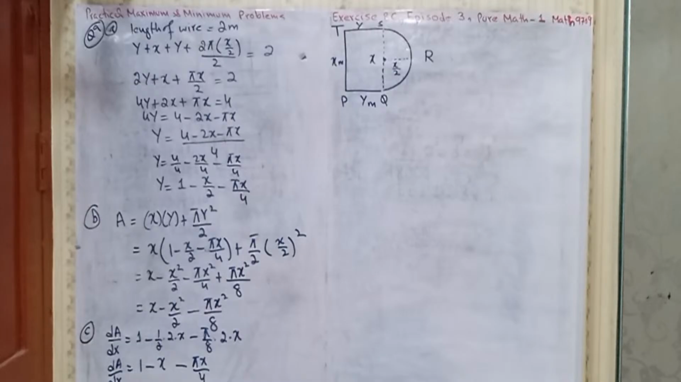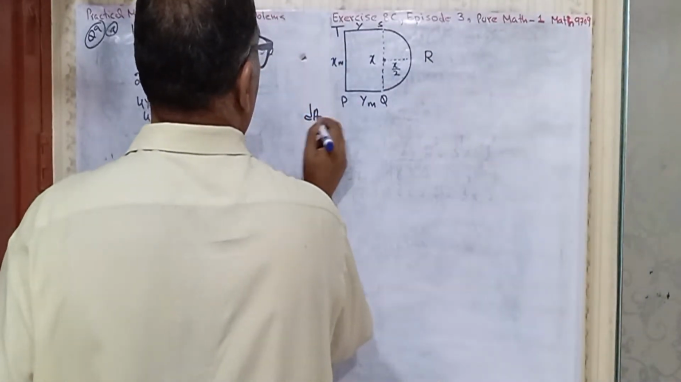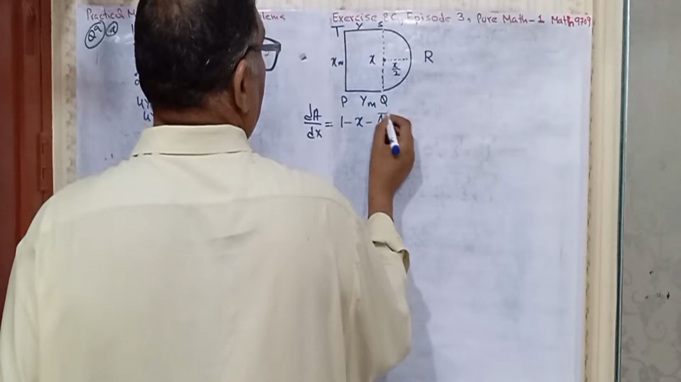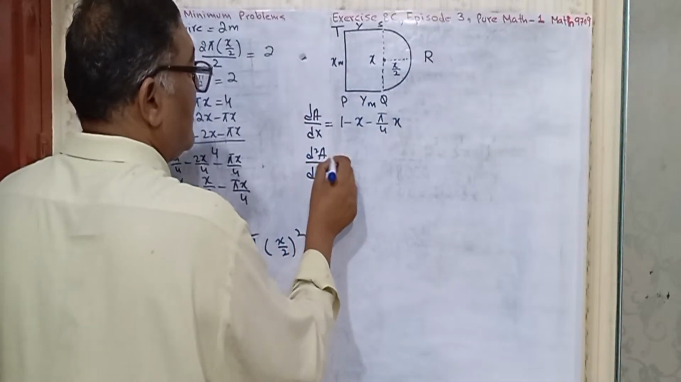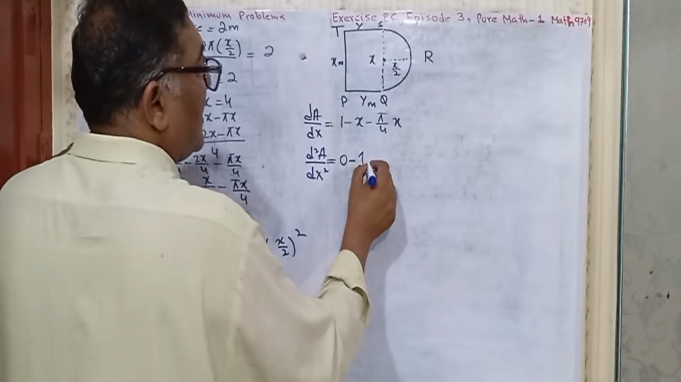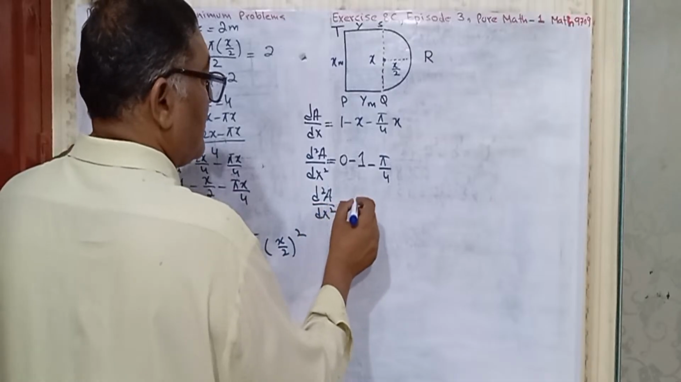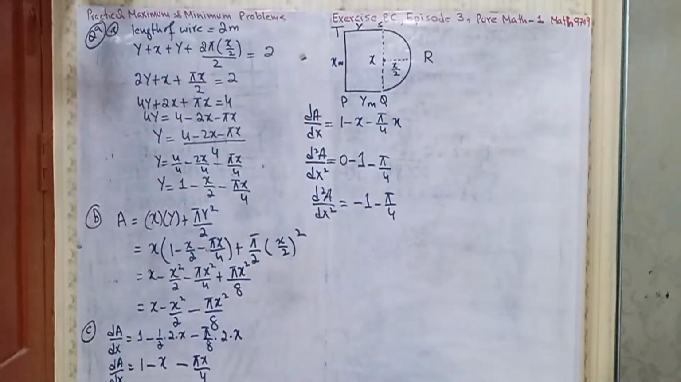Then in the C part, they asked me to find the double derivative, second derivative, I mean. So we will find the second derivative. I will take the dA by dx that is given to me, that is 1 minus x minus pi by 4 into x. So my second derivative d square A by dx square will be equal to, one derivative is 0, minus 1 minus pi by 4. So d square A by dx square will be equal to minus 1 minus pi by 4. Let me check if the answer is right. The second derivative is minus 1 by 4 pi. The answer is right.